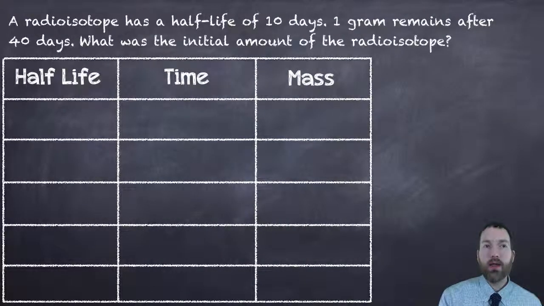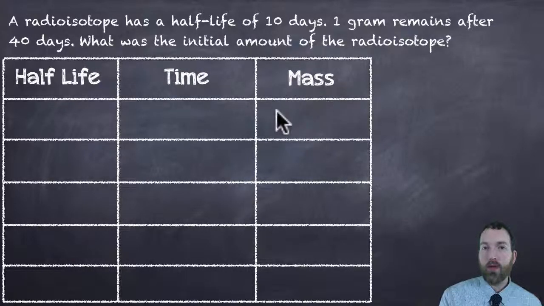This one's slightly harder. A radioisotope has a half-life of 10 days. 1 gram remains after 40 days. What was the initial amount of the radioisotope? So this time I'm not working down the chart like I was in the previous examples, where I work down and my answer is somewhere down here. They want to know what was the initial amount. So I'm on this one here.